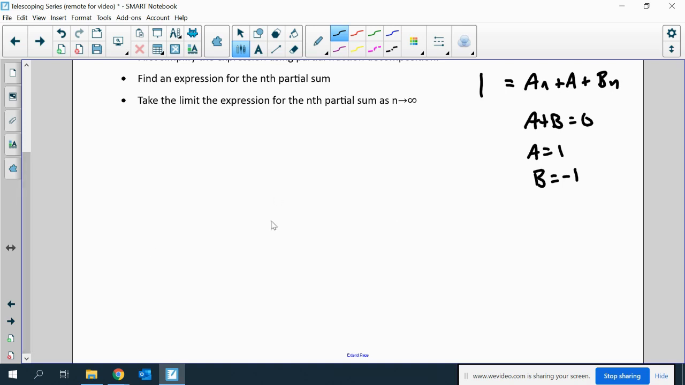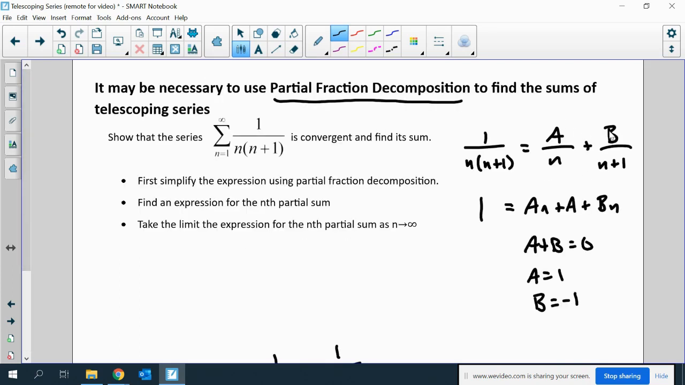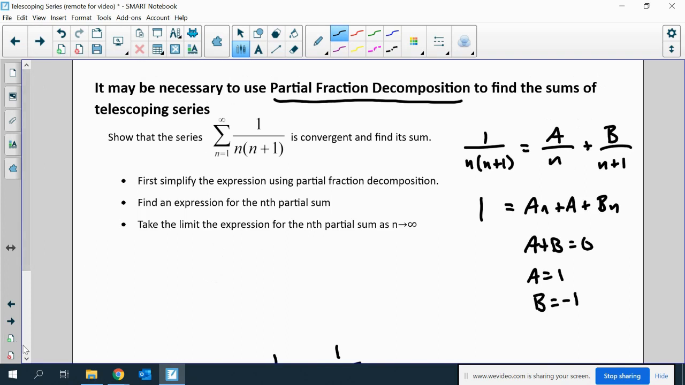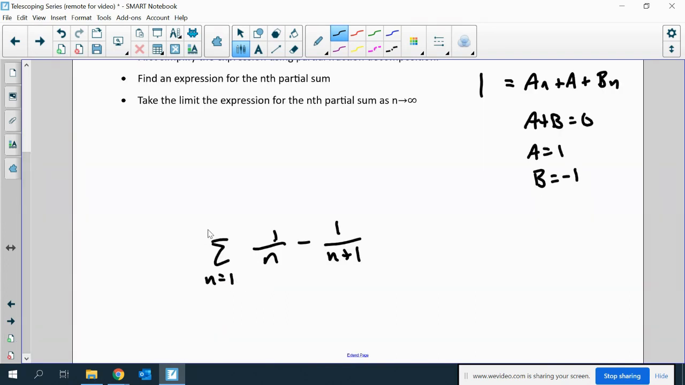So what I would do is I would have 1 over n minus 1 over n plus 1, because a was 1. I just replaced a and b. And then I have the sum from n equals 1 to infinity of this. And then I would have an expression for the nth partial sum.